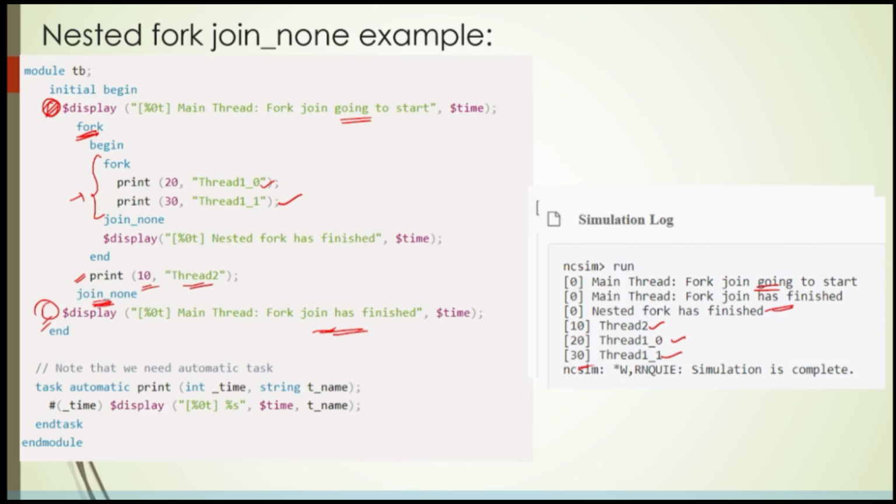I'll be coming back with some more examples for you, because when it comes to the fork join concept, the more you practice on the examples and the more you analyze the outputs, the more you get to know about how this is going to happen. So this is about the fork join none example.